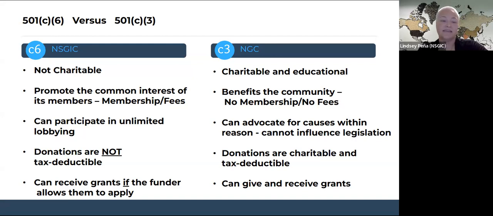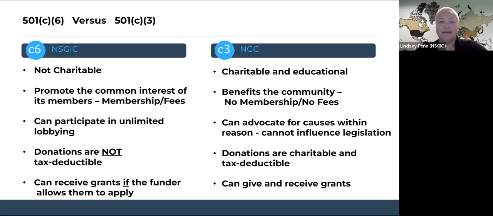And then as a C6, NSGIC can receive funds if the funder allows them to apply. And so that "if the funder allows" really becomes a critical component as we looked into increasing different opportunities. And so, we've talked about the C6, so let's talk a little bit about the C3.